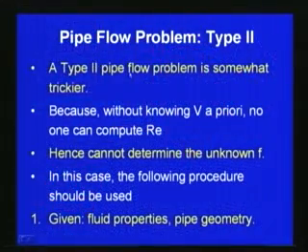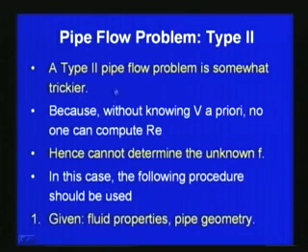So, the next type is the pipe flow problem, type 2 problem. For type 2, the pipe flow problem is a little bit more complex. Here, since we do not know the velocity, we have to find the discharge velocity. So, we cannot compute the Reynolds number, and we cannot directly get the friction factor f. The procedure generally for this kind of problem is as follows.